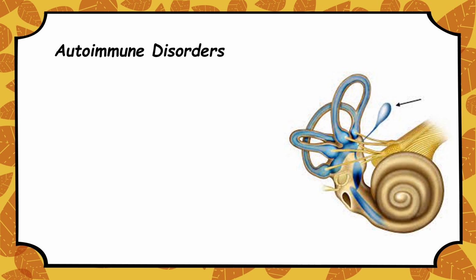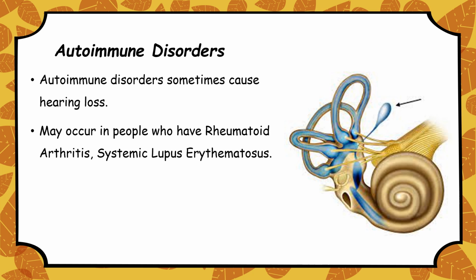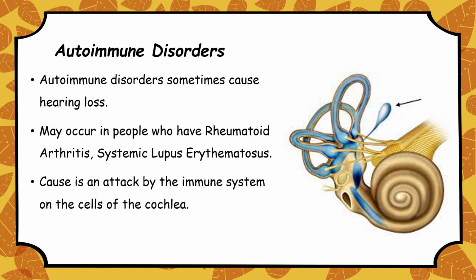Autoimmune disorders. Autoimmune disorders sometimes cause hearing loss. It may occur in people who have rheumatoid arthritis or systemic lupus erythematosus, SLE. The cause of this is an attack by the immune system on the cells of the cochlea, so it damages the cochlea.